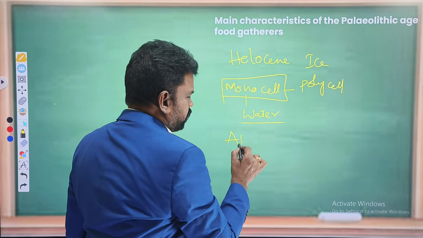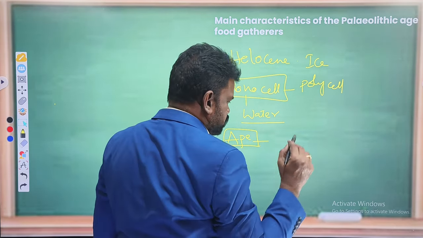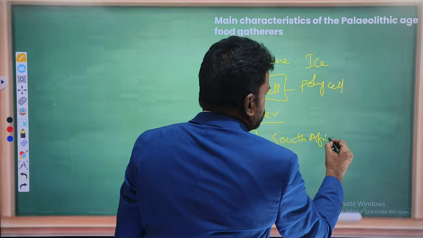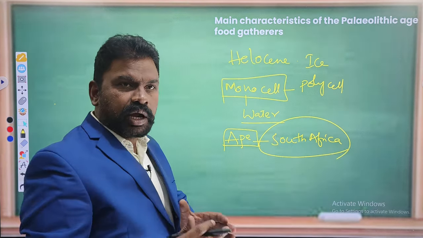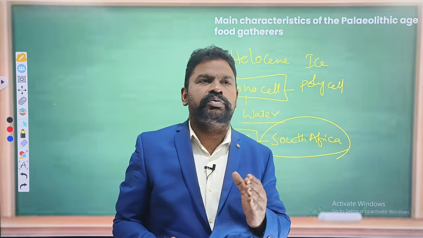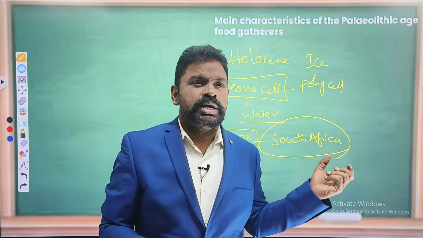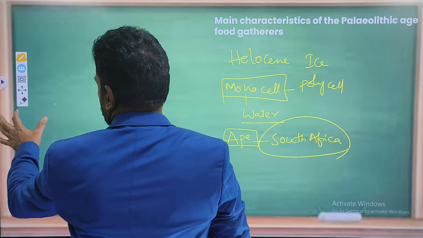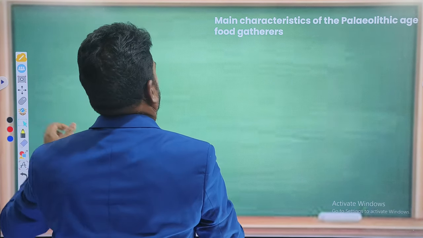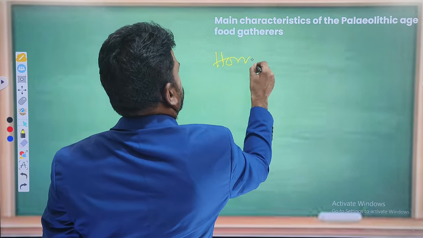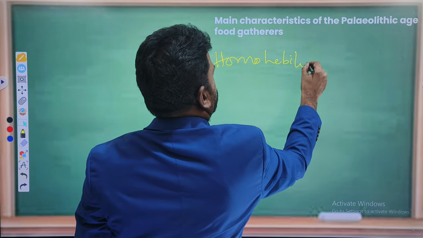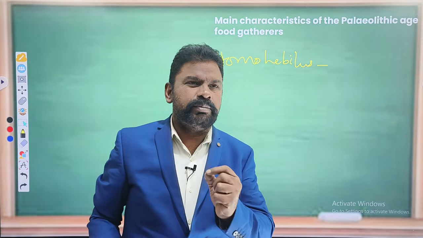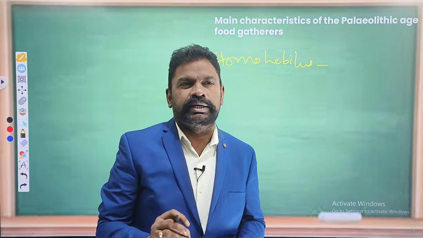Humankind evolved from the ape. The first humankind was found in South Africa, that is the African continent, and from South Africa they spread to other parts. These first people are called Homo habilis. Homo habilis walked with four legs, not two legs, and looked like a monkey.